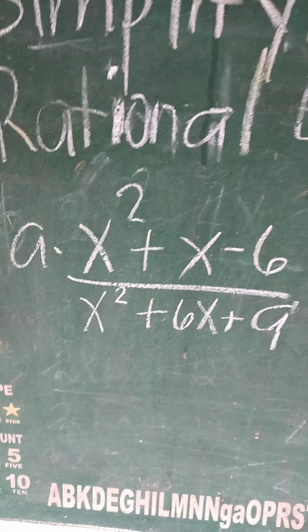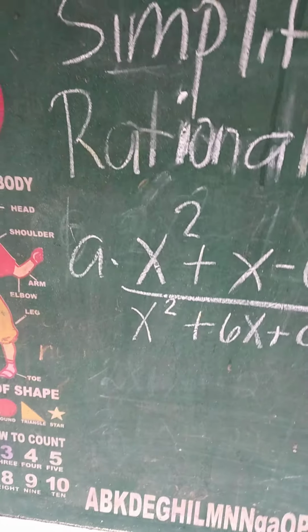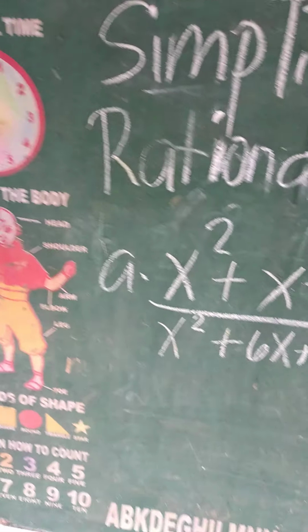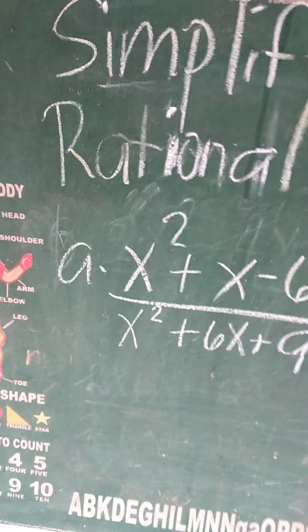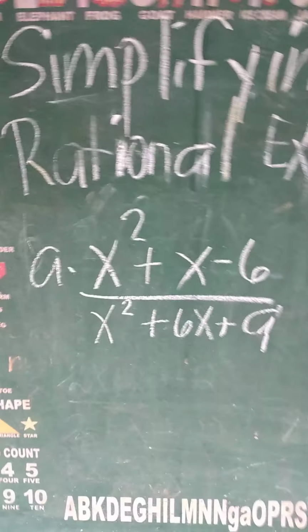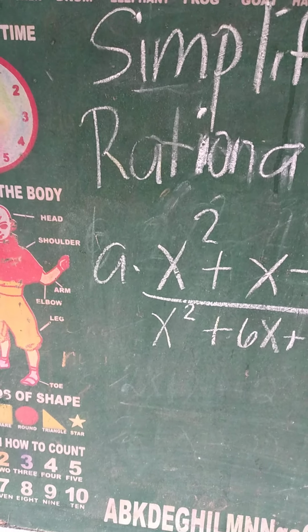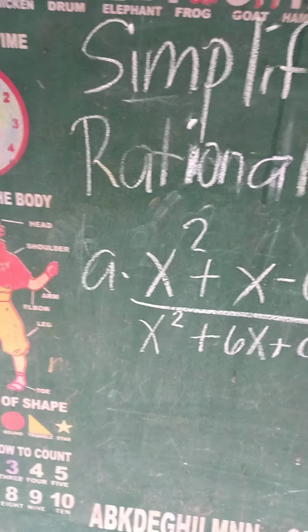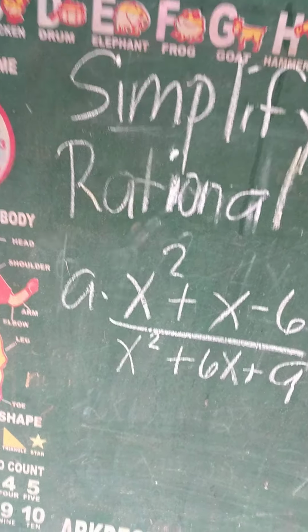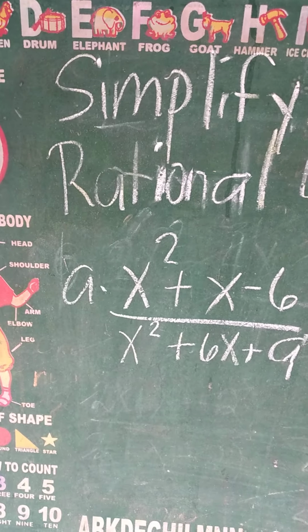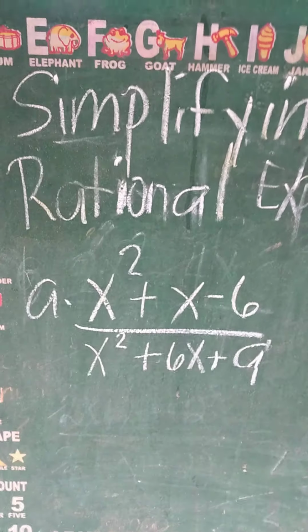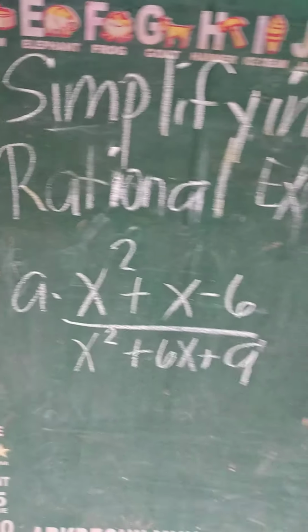Okay? So if you can recall, so this is not a special product. So what are the factors of negative 6 that when you add will give you 1x? Okay, or 1 here will give you 1. Obviously, the factors of negative 6 that when you add will give you 1, of course, are positive 3 and negative 2. The 3 should be positive because the middle sign here is positive. So the bigger factor should bear the sign of the middle term.